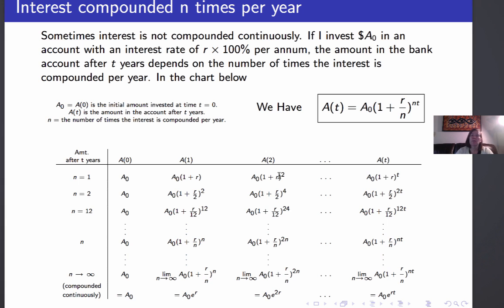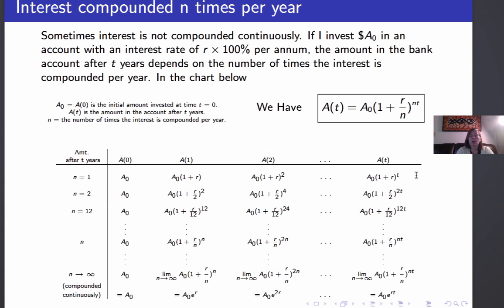And after t minus 1 years, I have A0 times 1 plus r to the t minus 1 in the account, and then in the tth year, the interest is applied to that initial amount. At the end of the tth year, I have A0 times 1 plus r to the t minus 1 times 1 plus r in the account. So at the end of t years, I have A0 times 1 plus r to the t, where t has an integer value here.